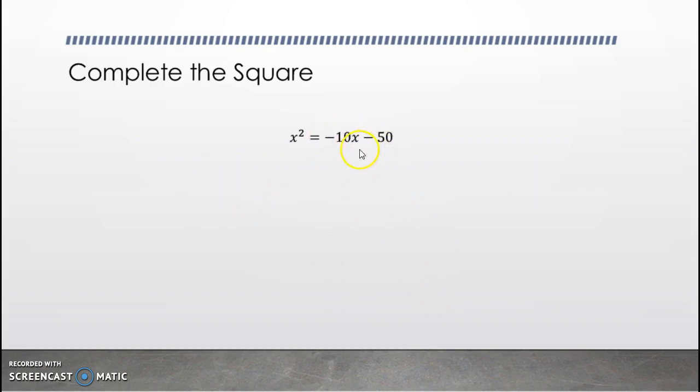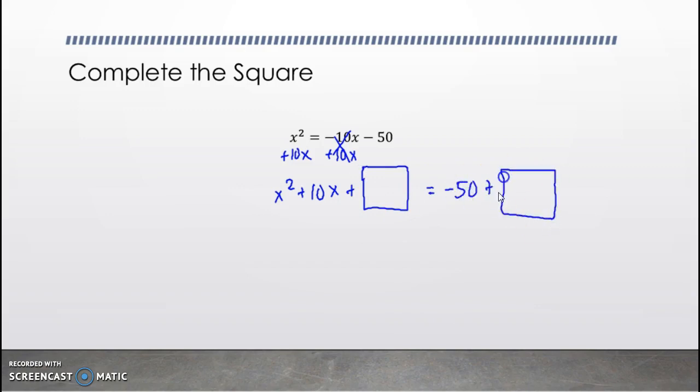Another example, I want my x's on one side, my constant on the other, so I'm going to move the 10x over. So I have x squared plus 10x, and I'm going to add the box in, equals, on this side, negative 50 plus that same box. To figure out what goes in the box, we take half of b and square it. Half of b is 5. 5 squared is 25. Put a 25 on both sides.